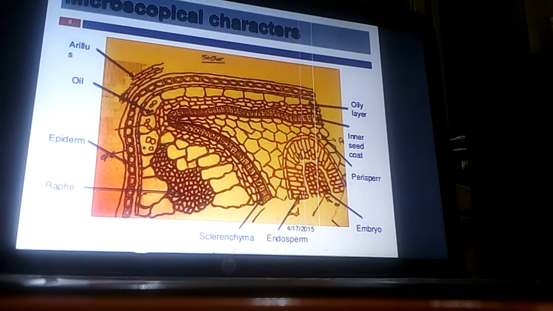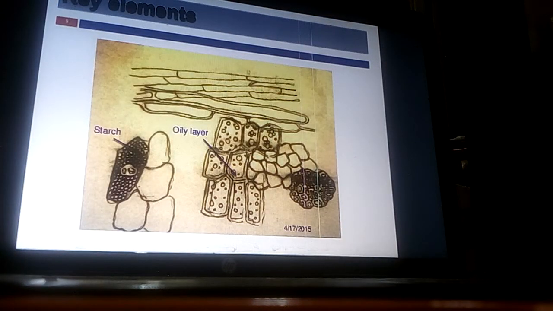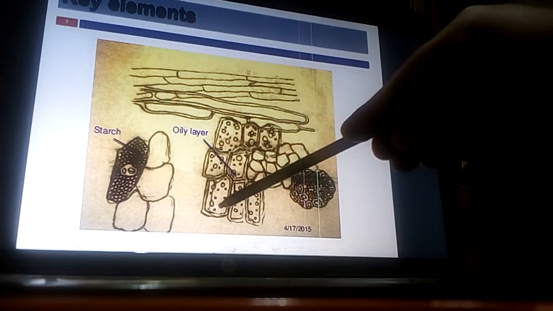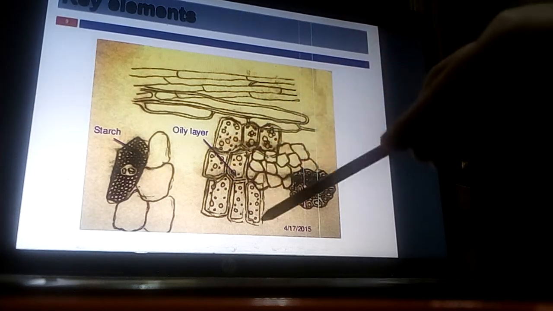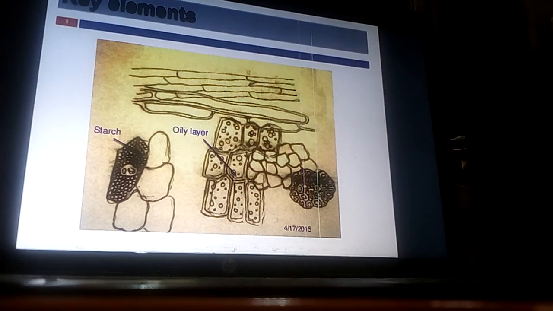So this is about the microscopical characters. These are the starch grains. How will the starch grains look? The image of the starch grains is given. These are the oil cells or oil layer, which contains volatile oil.